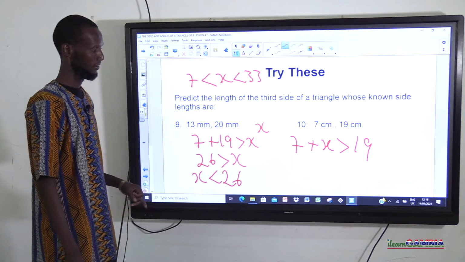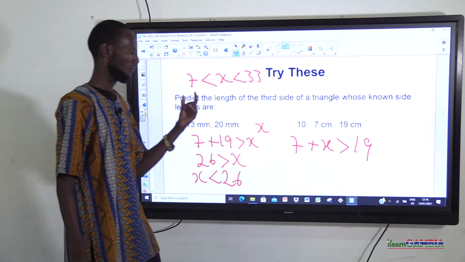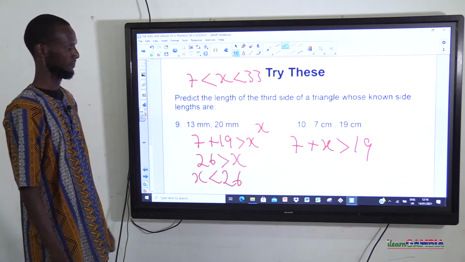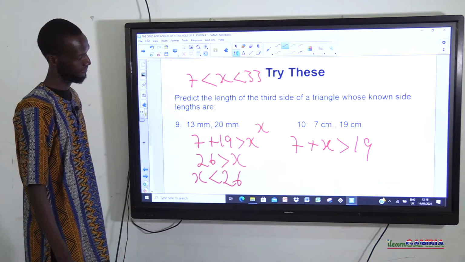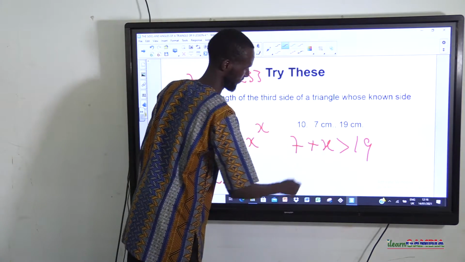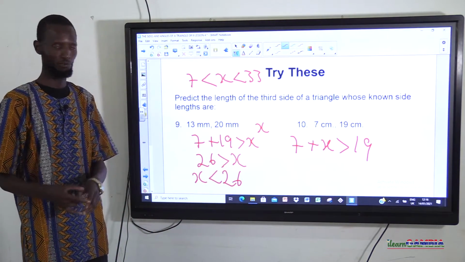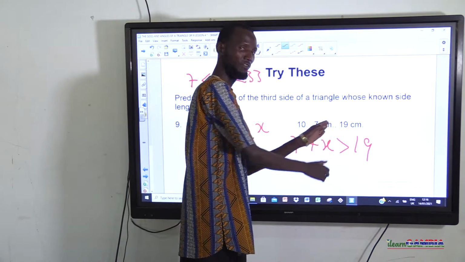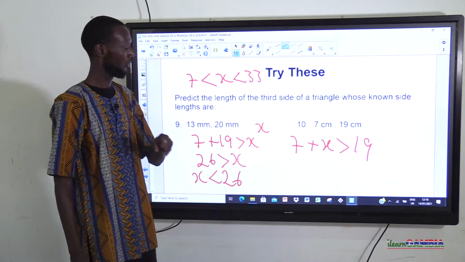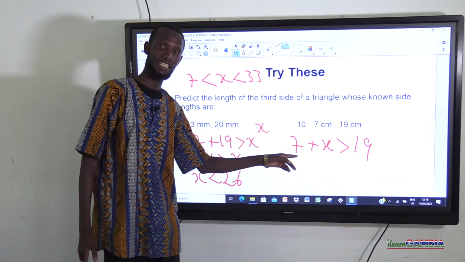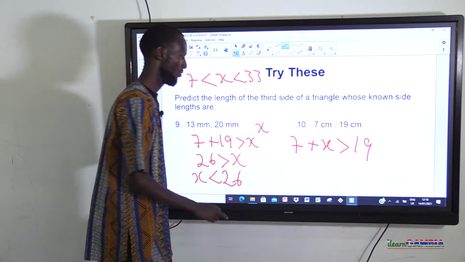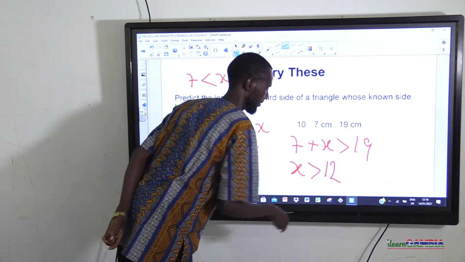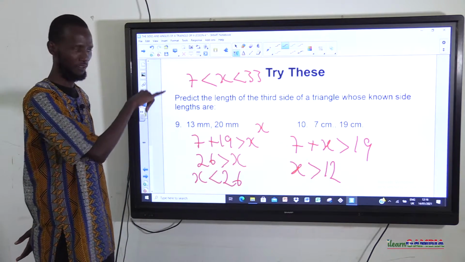Which means whatever number we put here, it has to be greater than what? That will be 12. It has to be greater than 12. Because if you put 12 here, what do you get? 7 plus 12 is 19. You don't want that, all right? So your x has to be a number greater than 12. So our third side is definitely greater than 12. That's for certain. Any number greater than 12 here will satisfy this.